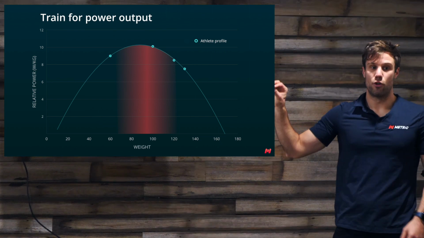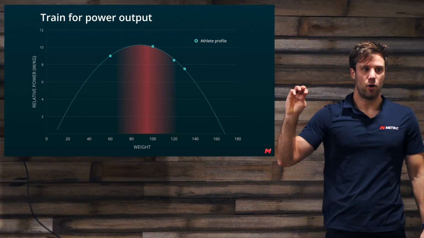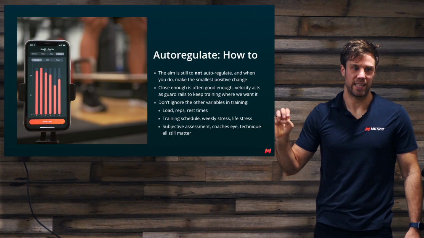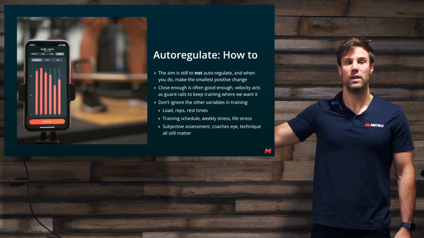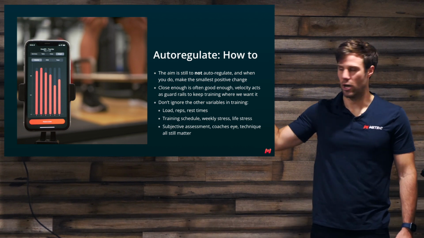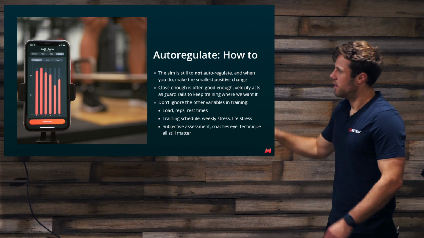The aim is still to not auto-regulate. That's an important point. So the goal isn't to auto-regulate everything just because we can and because we have these tools and the data. We want to keep the program. But when we need to, we break these tools out to help ourselves adjust if required. Close enough is good enough.